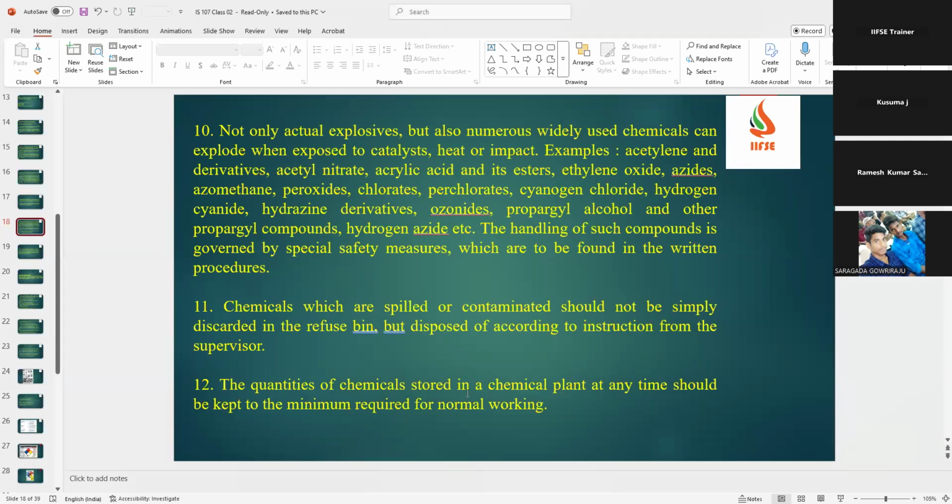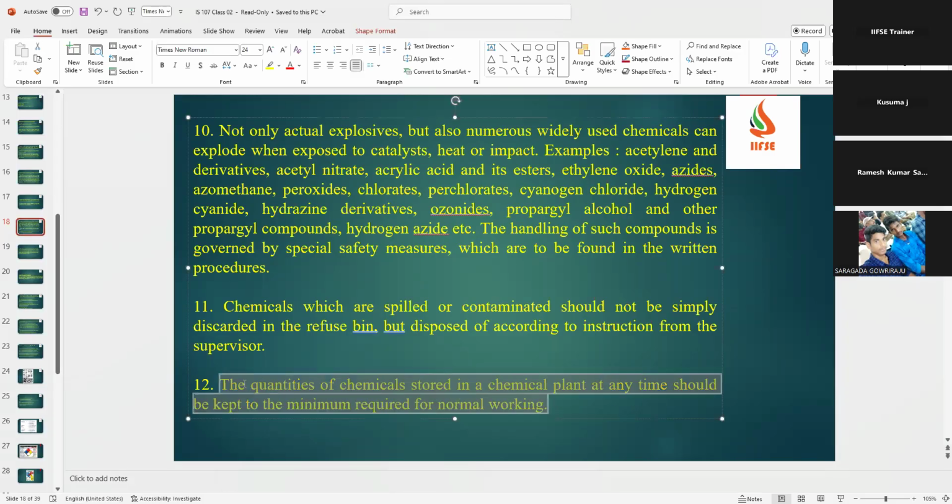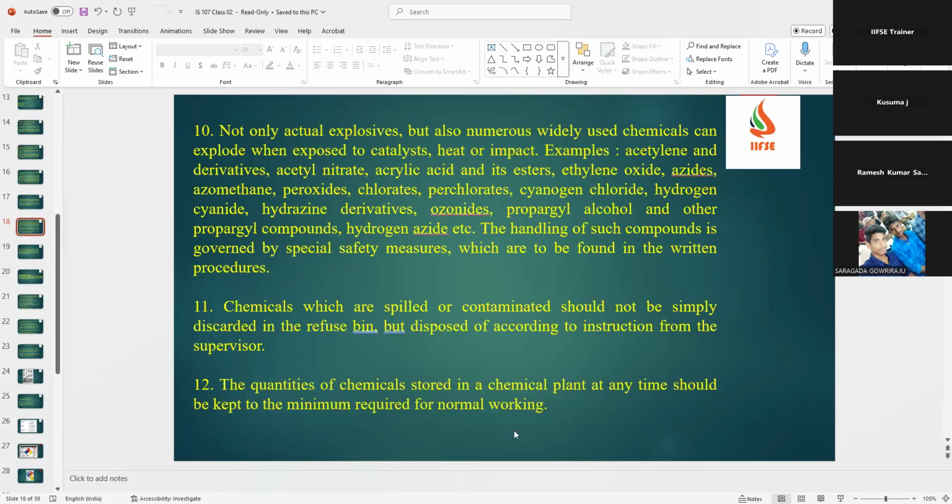And the quantities of chemicals stored in the chemical plant at any time should be kept to the minimum required for normal working. So this is also very important. It is nothing but maintaining a safe inventory and also the FIFO method.